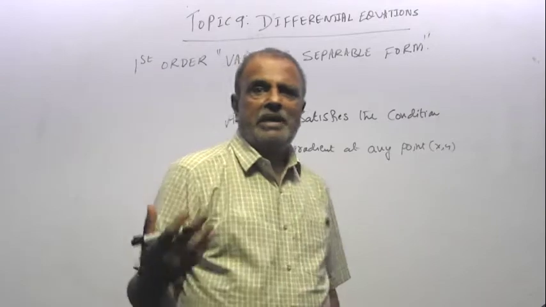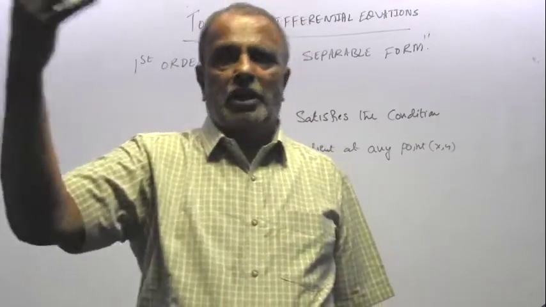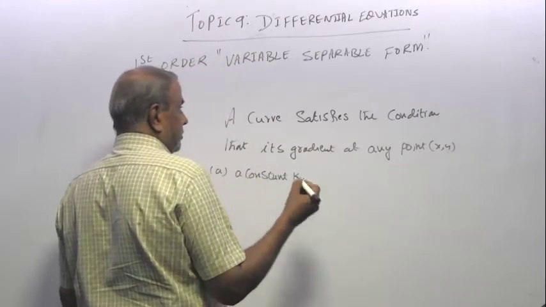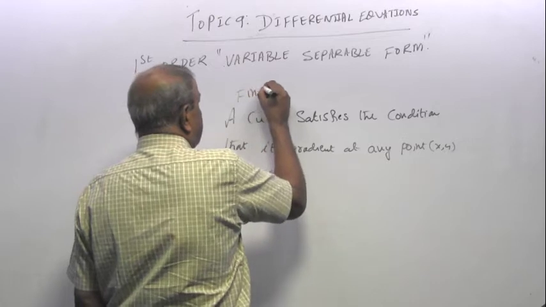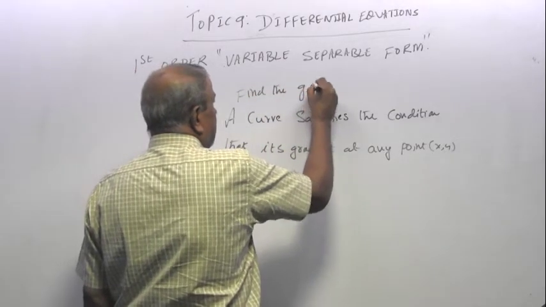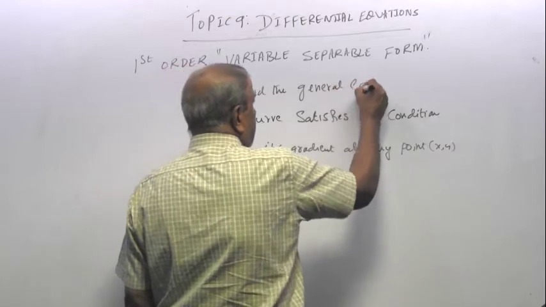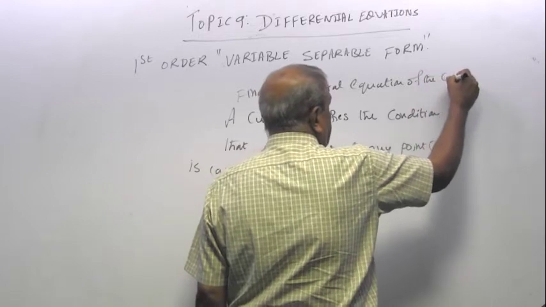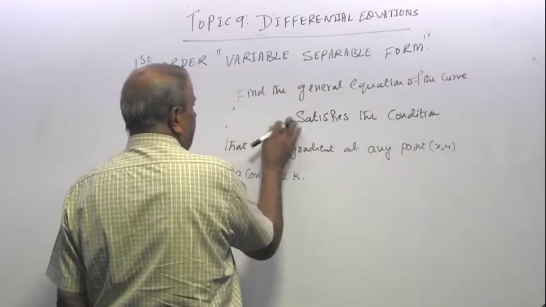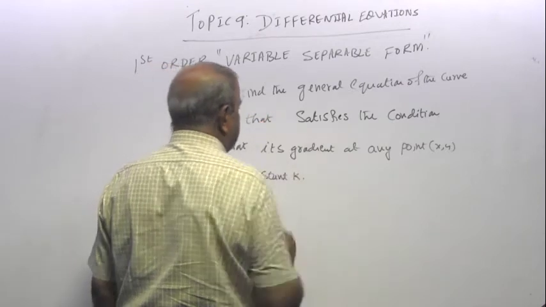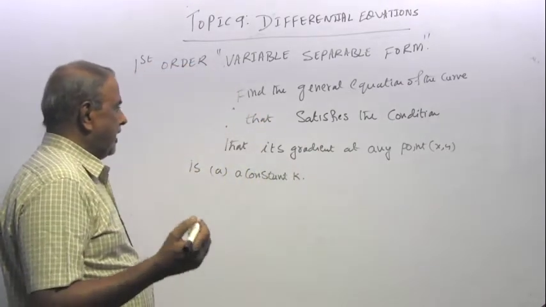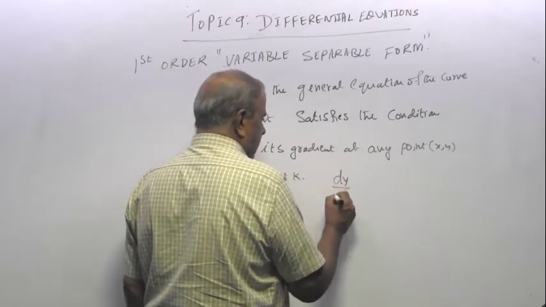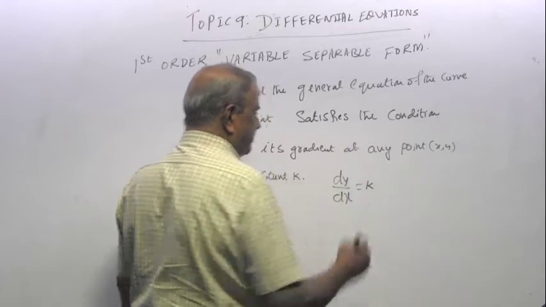What do you understand by this statement? We have a curve. I don't know the equation of the curve. Okay, find the general equation of the curve that satisfies the condition that its gradient at any point xy is a constant k. So in other words, dy by dx is a constant k.